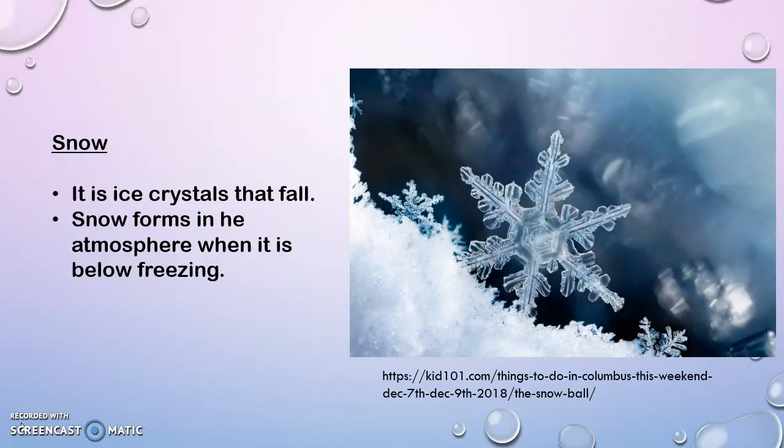Next, we have snow, and snow is ice crystals that fall. Ice crystals are going to form in the atmosphere whenever it is below freezing, and they will fall as snow as long as the atmosphere remains below freezing until they hit the ground.